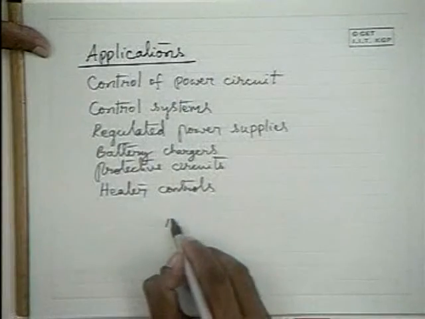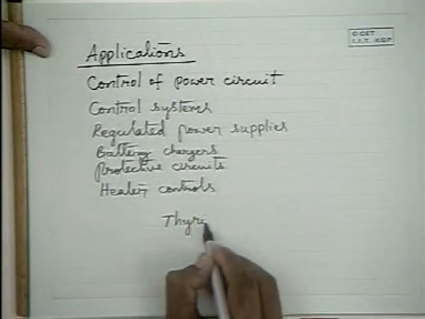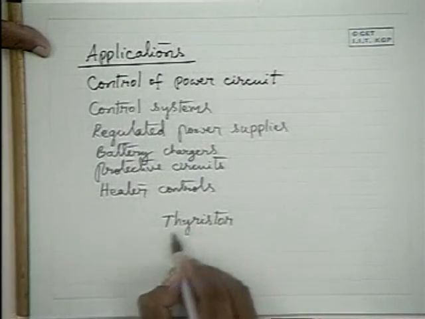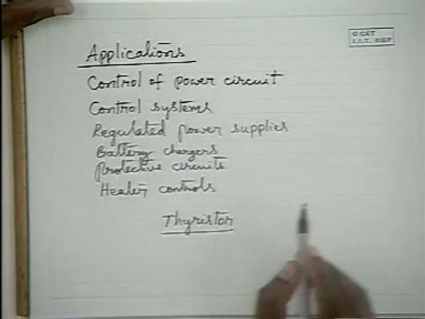And this SCR is also known as a thyristor. It's a PNPN diode, PNPN device. It's known as silicon controlled rectifier, in short as SCR, and it is also known as a thyristor.